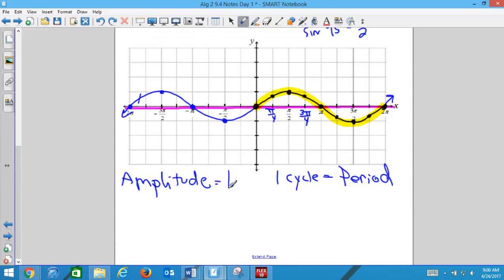Our period, I didn't actually put a value with that. Our period is from left to right, how much time it takes for this one cycle. Or it's not really time, but from 0 to the very end of it, 2 pi, how long is that? It's 2 pi long before it starts repeating again. It's a length of 2 pi.